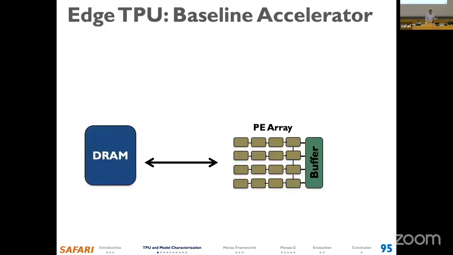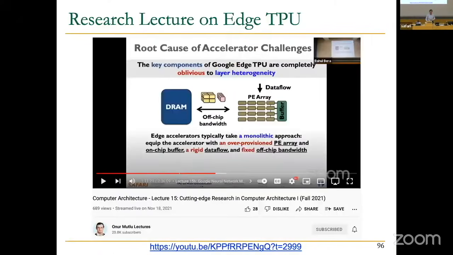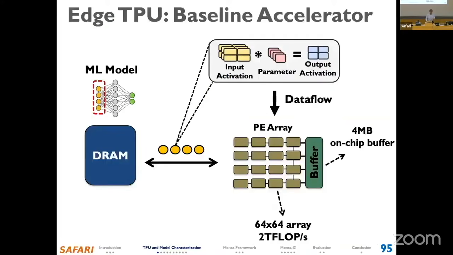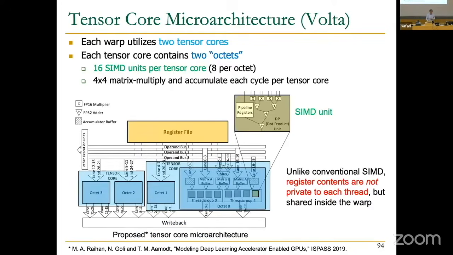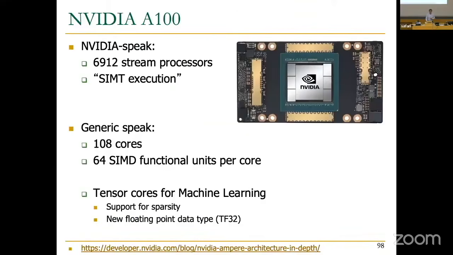So there are other TPUs also. Basically, the reason is they're building these specialized accelerators for machine learning, and the reasons you know. I'm not going to talk about this, but you can learn more about it in research lectures. Google's TPU was systolic array-based, right? So this is a different approach. If you look at this tensor core, this is a very different approach than the TPU.